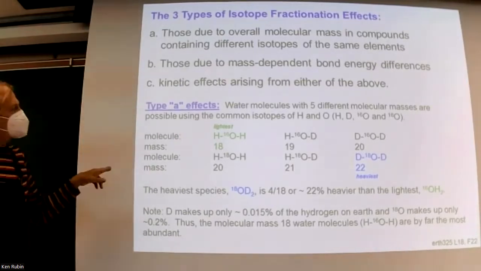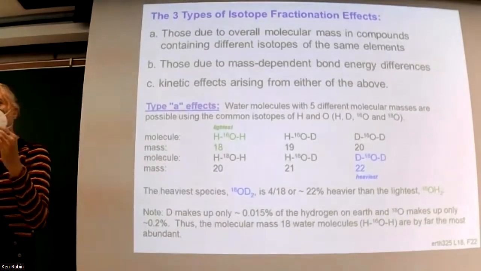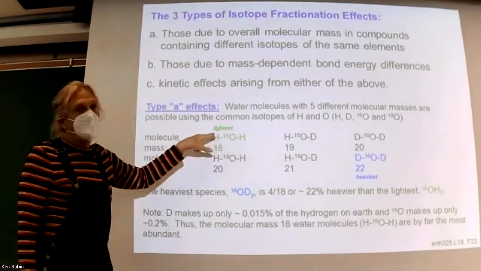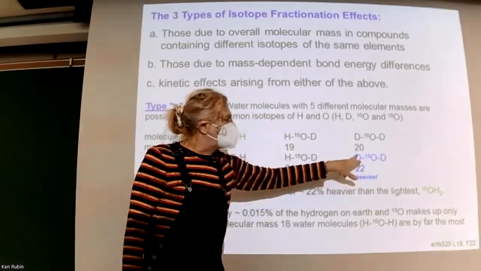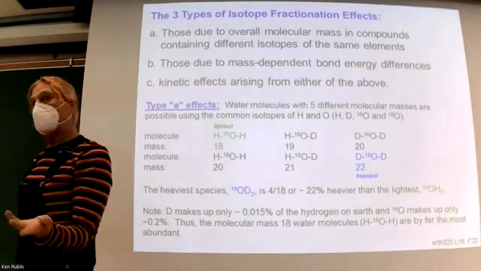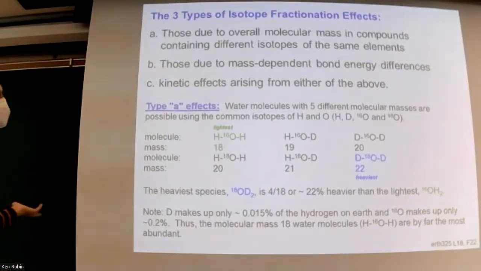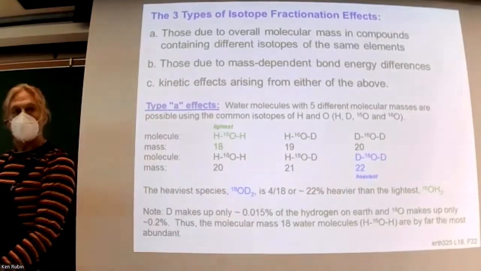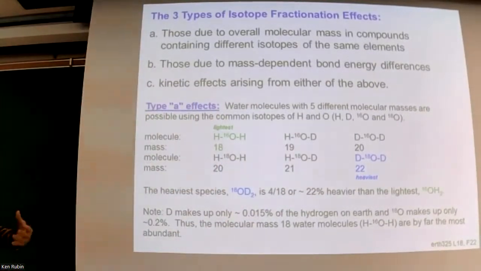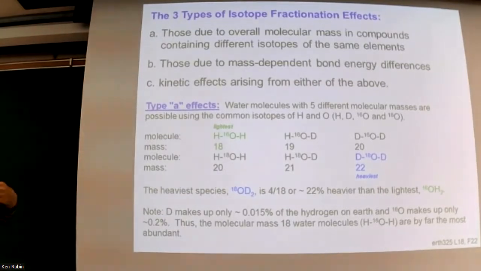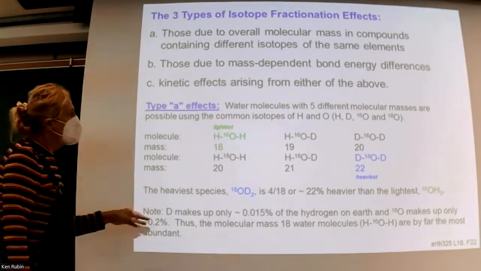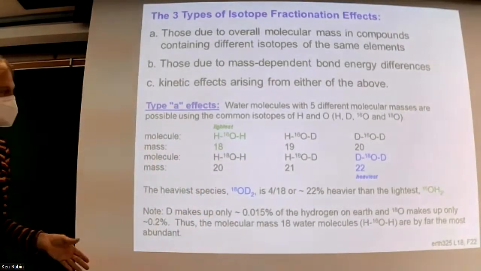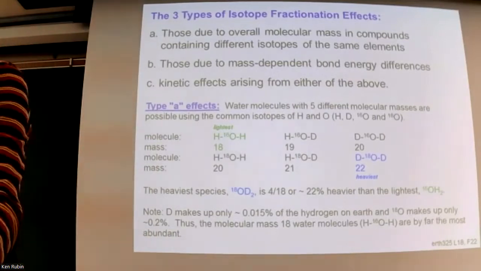But if we look at this, this is the lightest possible form of water: hydrogen-1 and oxygen-16. So this molecule weighs 18. This is the heaviest form of water, with 2 deuteriums and 1 oxygen-18. That's 22. So that's a pretty significant difference. This molecule is 22% heavier than that one. We expect isotope fractionation in processes that will reflect differences in the mass of water. Evaporation is one of the things that reflects mass.